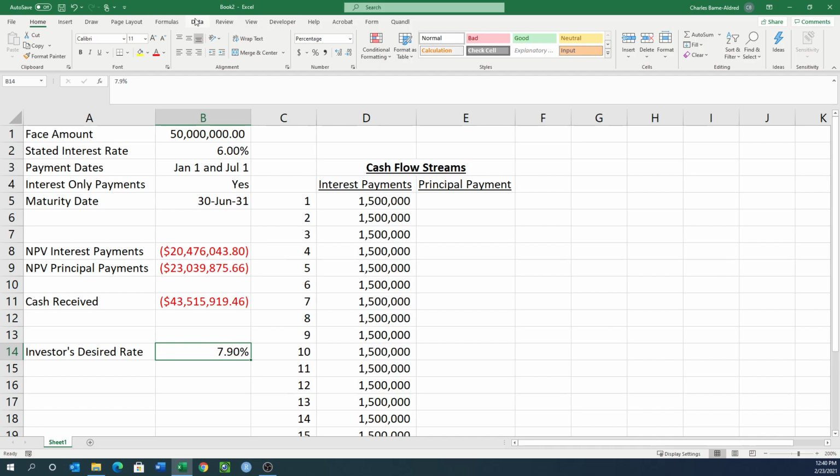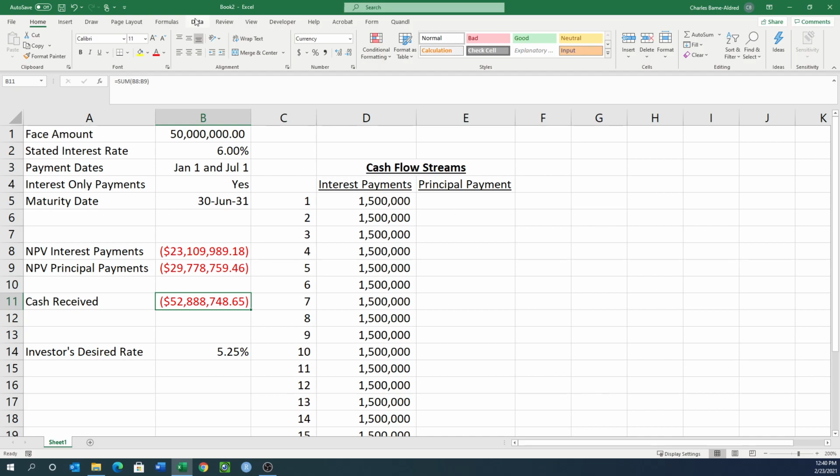So what do you think would happen if I change this desired rate? Maybe they only want 5%, maybe I'm a stronger company. Maybe they want only 5.25%. Let's just put that in there and see what happens to the amount of cash that I receive. 5.25%. Now let's see how much cash I get. I get more. I get $52,888,000 versus that $43 million.